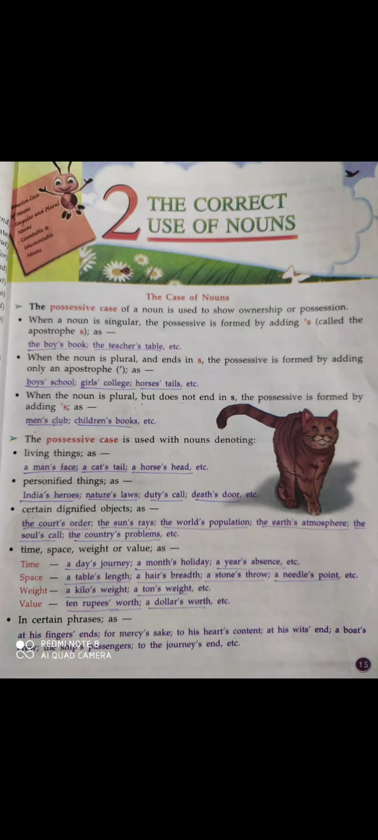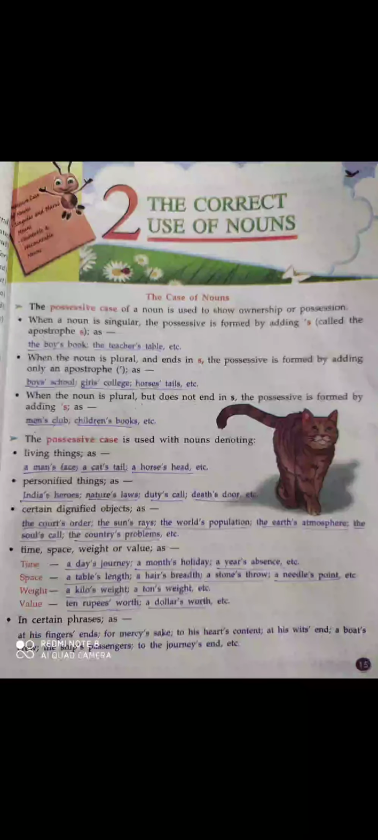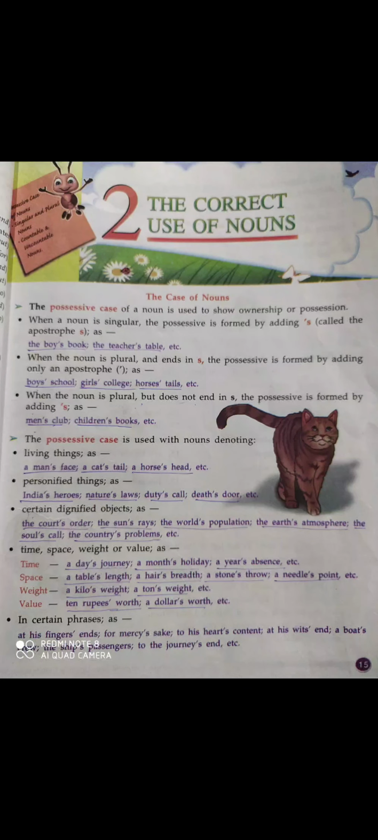Now weight, a kilo's weight, a ton's weight. Okay, so kilo, ton, they denote weight. So with them also the possessive case or apostrophe s is used. Now value, 10 rupees' worth. Rupee is value, then dollar is value, dinar, like that. So these are values. So with them also the possessive case or apostrophe s is used.